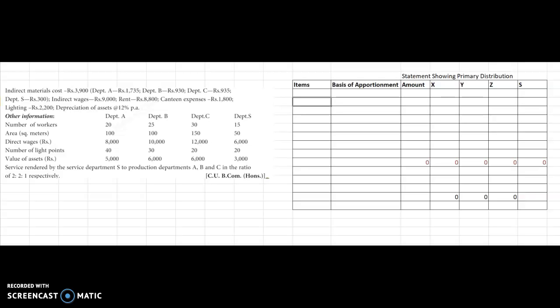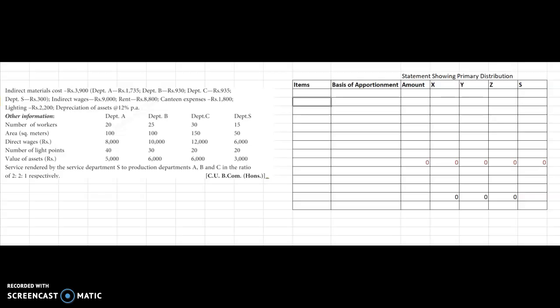Okay, students. So we'll do a second sum on primary distribution so that you can get more familiar with the topic and with the sums which is there. So we've been given indirect material cost for department A, B, C, and D. Indirect wages, rent, canteen expenses, lighting has been given, and depreciation of assets has been given.